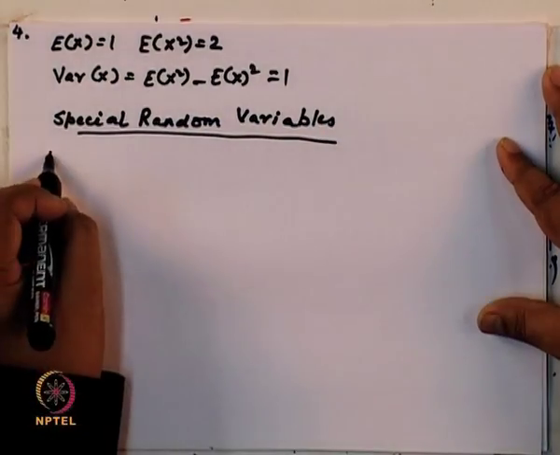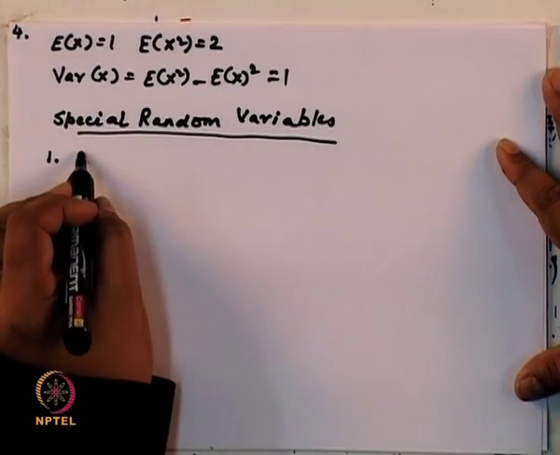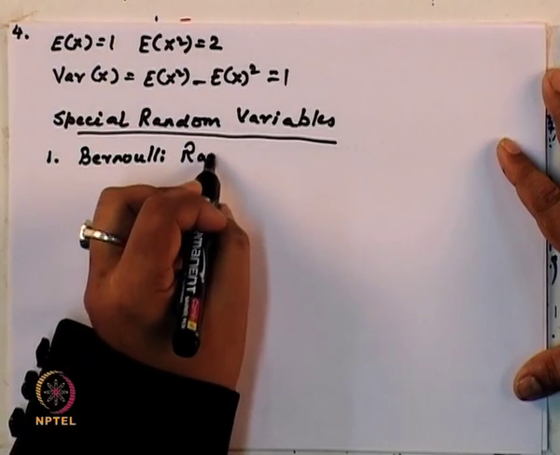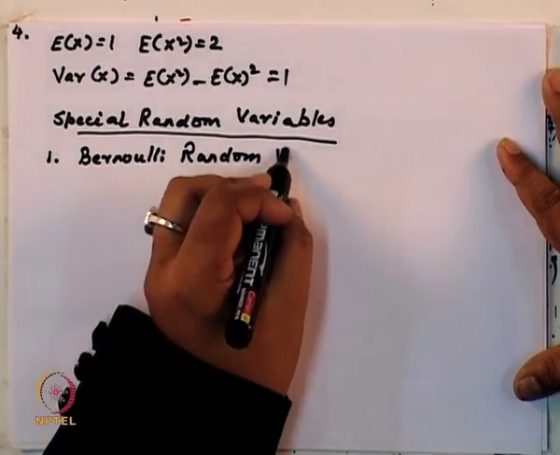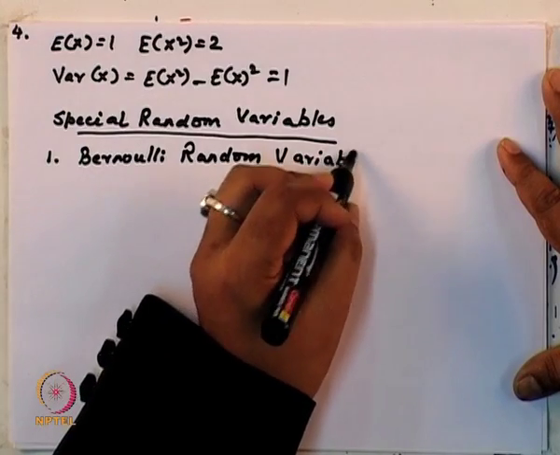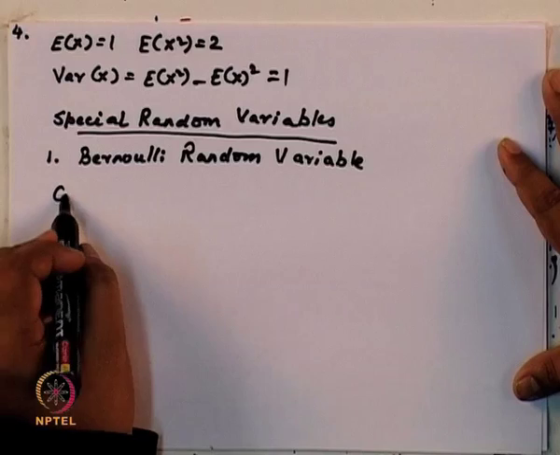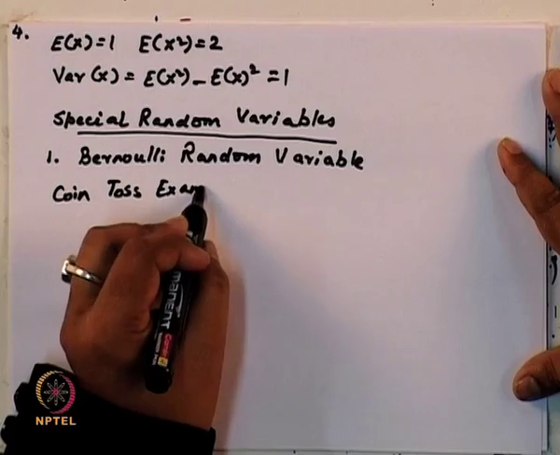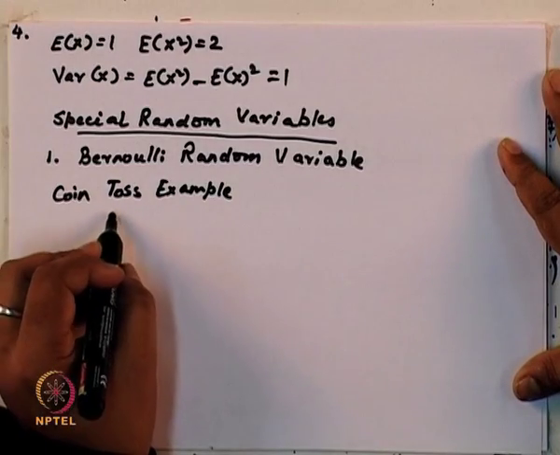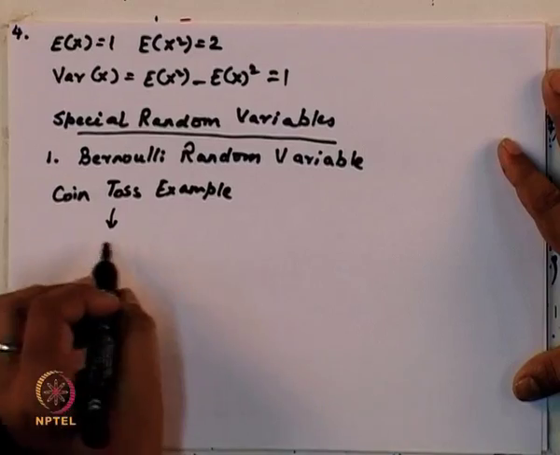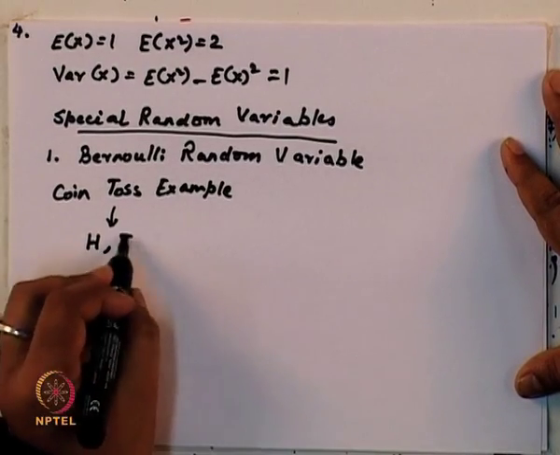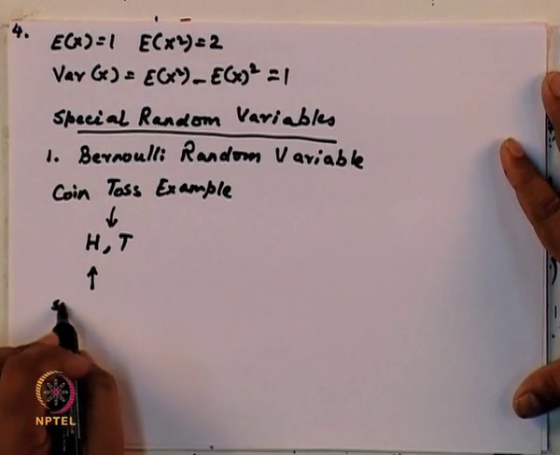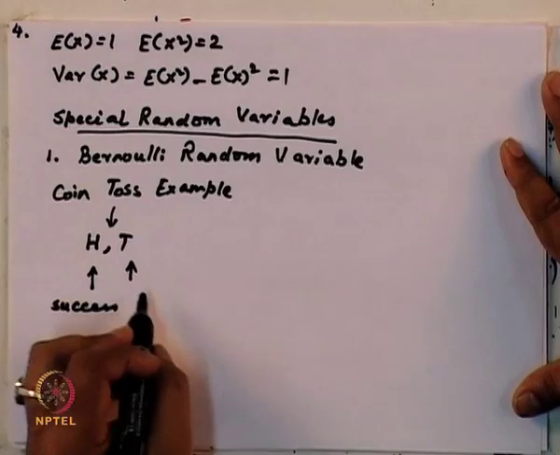Okay. So, today we begin by discussing the Bernoulli. So, let us take a coin toss example. Here your outcomes are either head or tail. You can call your head a success and tail a failure.